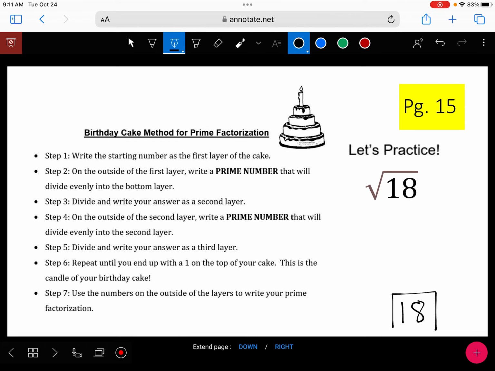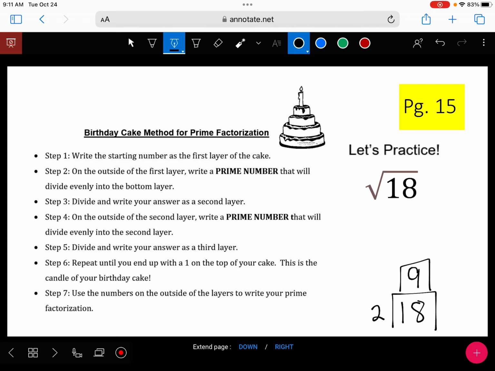So a prime number that will evenly divide into the bottom layer until you end up with a 1 at the top. So for example, 18 can be divided by 2. So let's start by dividing it by 2. How many times does 2 go into 18? Feel free to pick up your calculator if you need help. 9. Did you say 9, Jaden? Okay. So 9 goes here.